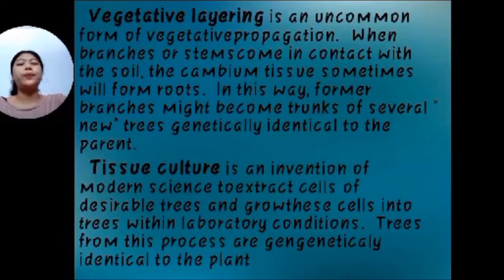Tissue culture. The last one is tissue culture. It is an invention of modern science to extract cells of desirable trees and grow these cells into trees within laboratory conditions. Trees from this process are genetically identical to the parent plant. It is also the growth of tissues or cells in an artificial medium separate from the parent organism. This technique is also called micropropagation. And that would be all.